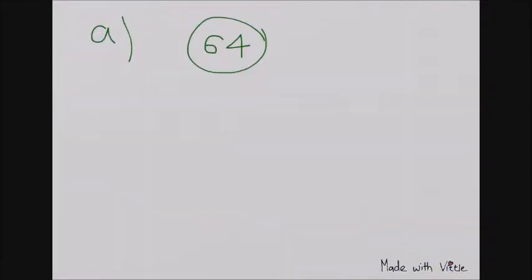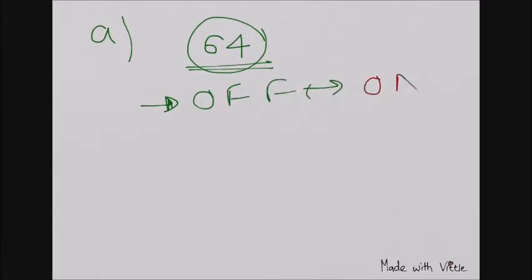So in our first question, what is the final state of bulb number 64? As we can see, 64 is a perfect square. Then what will be the position of this bulb? It was initially off, it will be on. I hope we are clear here.